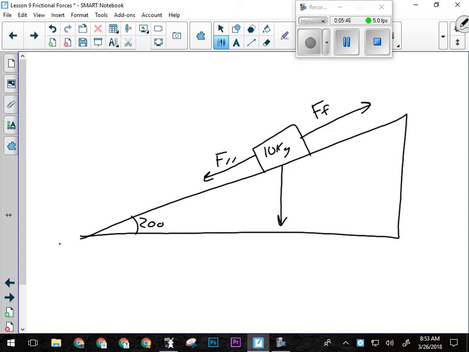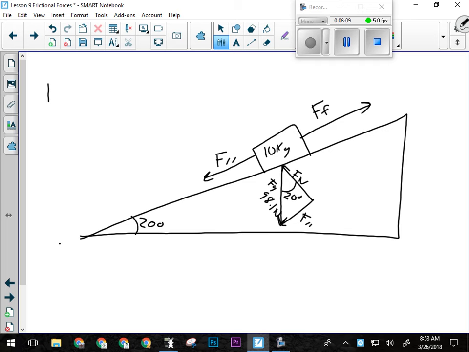Now, the relationship between F parallel and the force of friction we just said is that they are equal but in opposite directions. So the force of gravity here will be 98.1 newtons because it's a 10-kilogram box. Okay, this side here is the normal force, but I won't need that to answer this question. And this side is F parallel. And then this angle here is the same as the angle of incline.